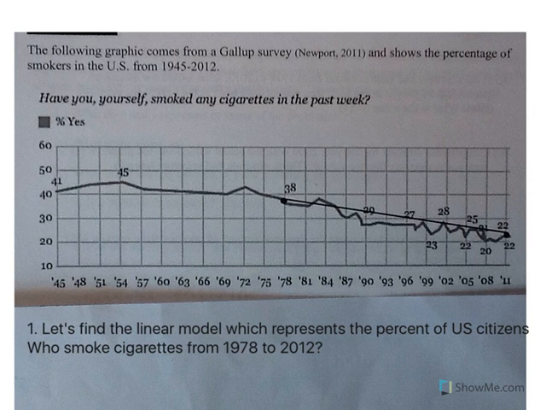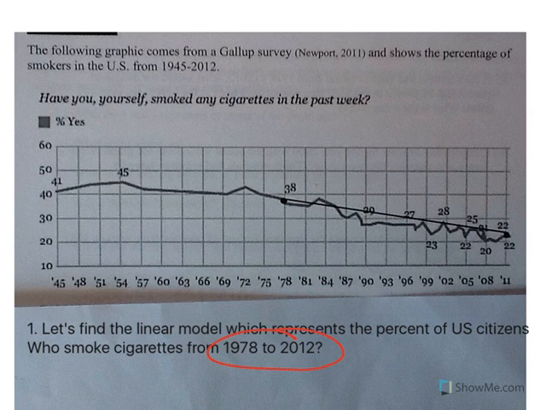All right, let's get into a little bit bigger of a problem. We've got a survey that shows the percentage of smokers in the U.S. from 1945 to 2012. And it says, have you yourself smoked any cigarettes in the past week? So we want to find the linear model which represents the citizens who smoke. I don't know why this is a question mark. It should not be a question mark. That's our goal for this problem. And we're going to go through some different steps to do that.